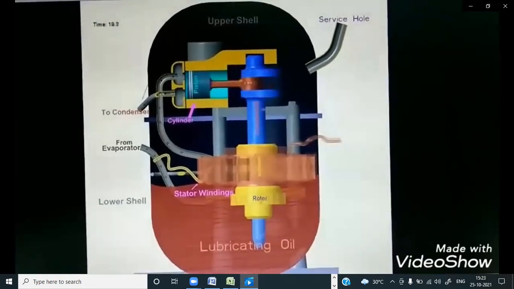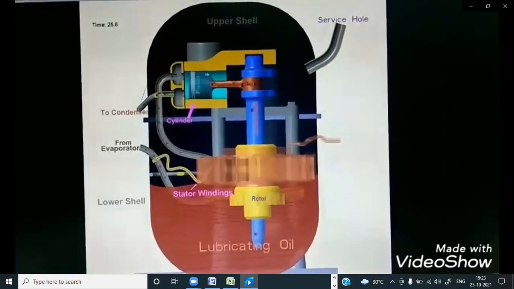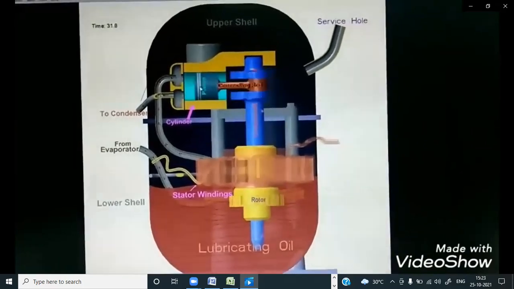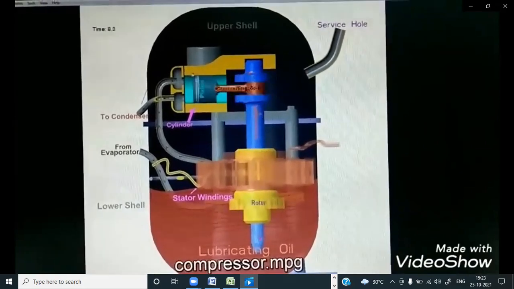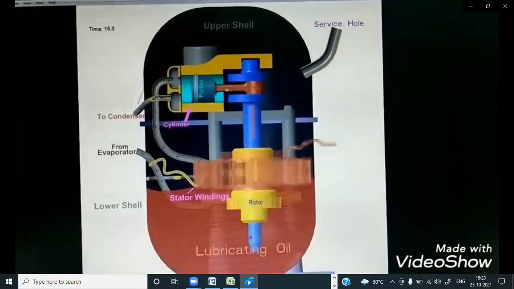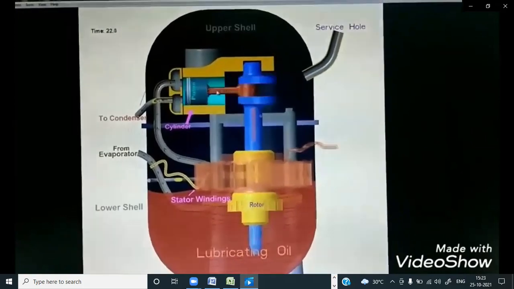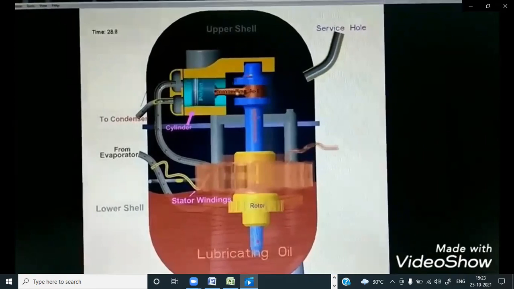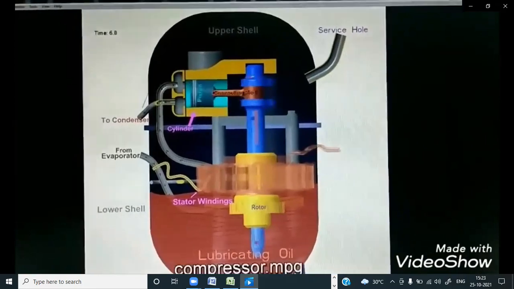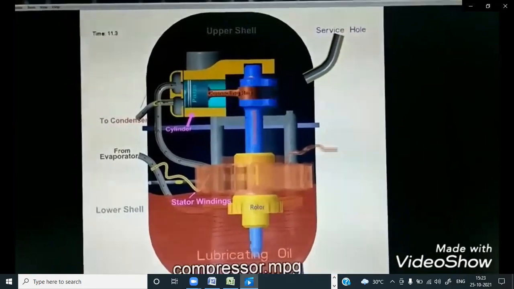This is the compressor area and the piston inside the cylinder. This is called the cylinder head. It is connected to the crankshaft by a connecting rod. At the top of the cylinder head, the inlet and outlet valves are placed here.